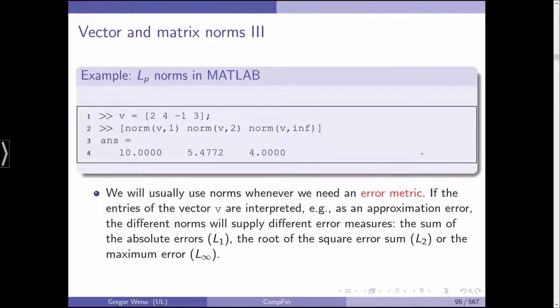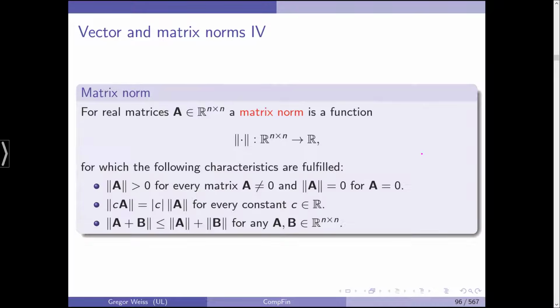Later on, we'll usually use norms whenever we need a metric for the error of a method or an algorithm. So if we have the entries of the vector interpreted, for example, as approximation errors, you can interpret the Lp norms as well. The L1 norm is just the sum of the absolute errors. L2 is the square root of the sum of squared errors, and the L infinity norm is just the maximum error. So this is very, very simple. This is for a vector.